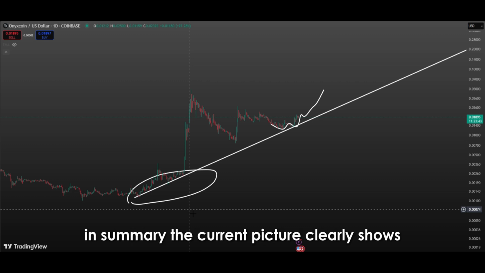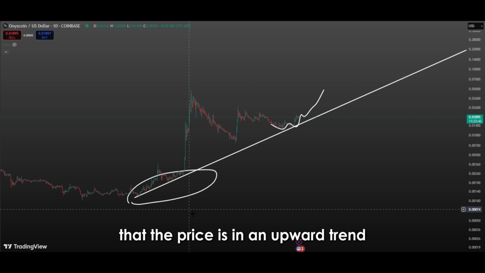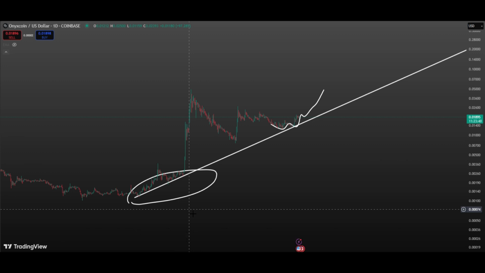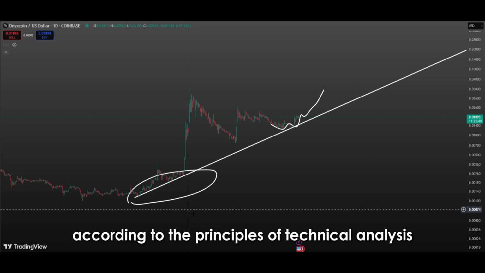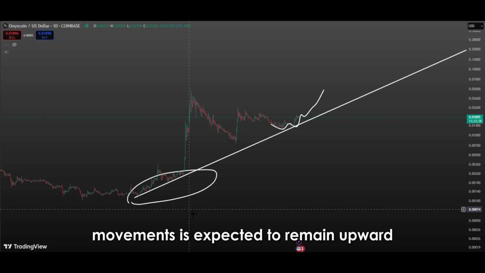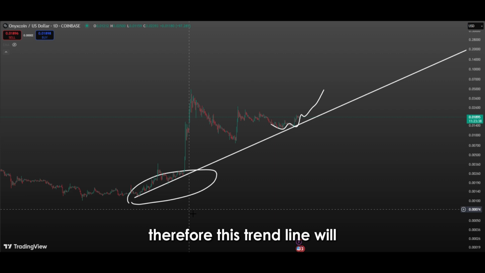In summary, the current picture clearly shows that the price is in an upward trend, that this trend line was recently tested and held successfully, and that the price continues its upward momentum. According to the principles of technical analysis, as long as the structure is not broken, the direction of price movements is expected to remain upward. Therefore, this trend line will continue to be an important technical level to watch closely.